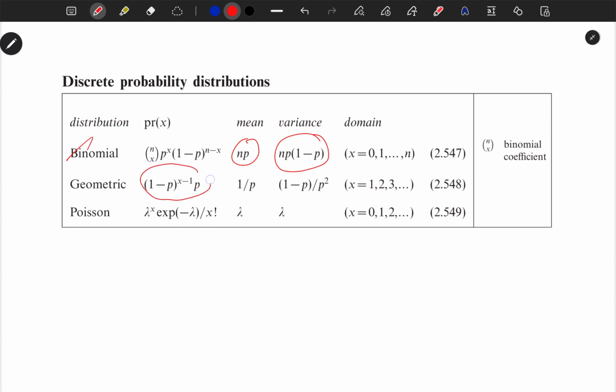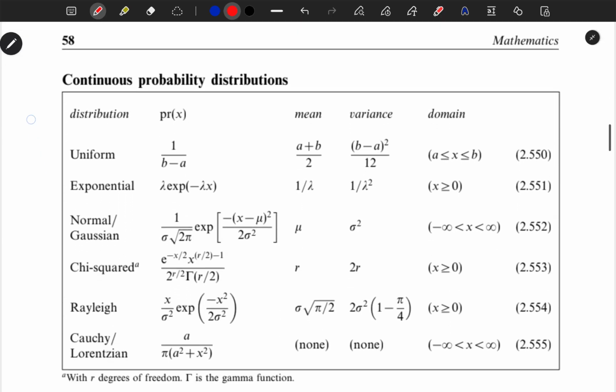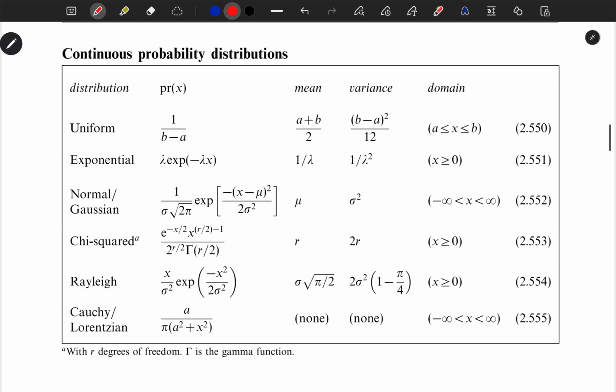Geometric distribution: 1 minus p to the power n minus 1 times p. Mean is 1 by p. Variance is 1 minus p by p square. Poisson distribution, we have mean lambda, variance also lambda. Continuous probability distributions: exponential distribution, we have 1 by lambda mean, 1 by lambda square variance. Normal distribution, we have mu mean, sigma square variance.